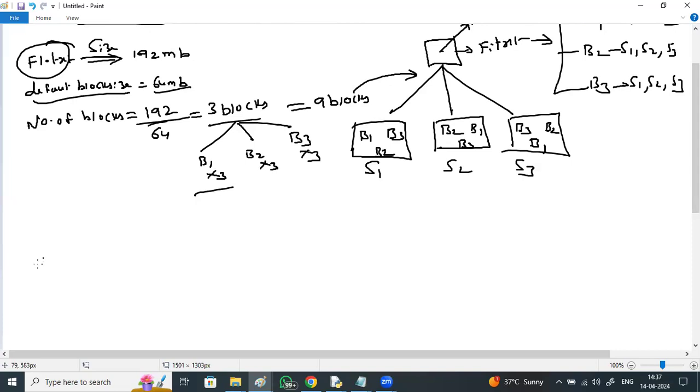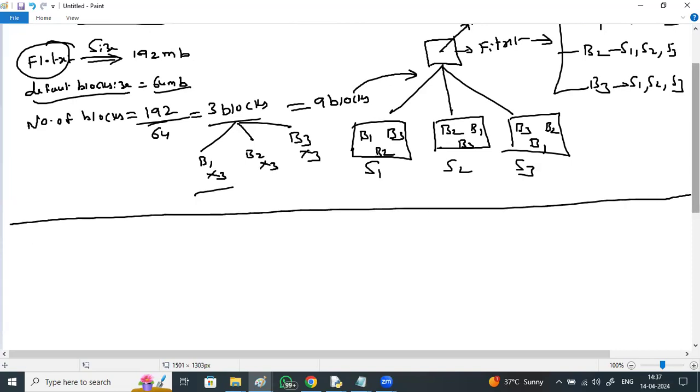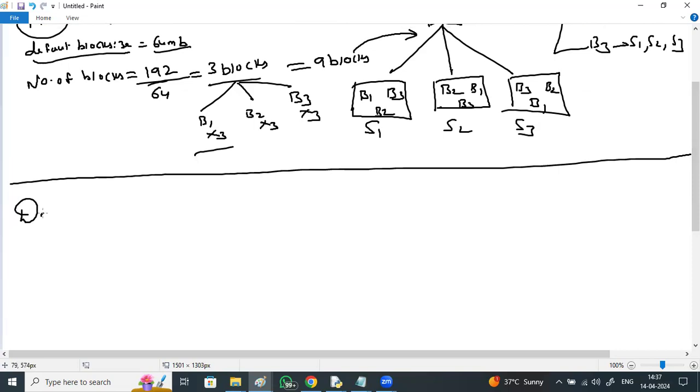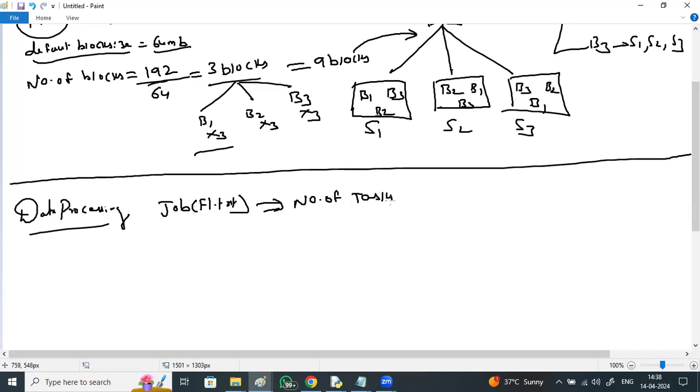So here, if you talk about the data processing, right? To process the file, the job is to process this f1.txt file. It always divides into tasks, a number of tasks. The number of tasks always depends on the number of unique blocks. Number of tasks equals the number of unique blocks.